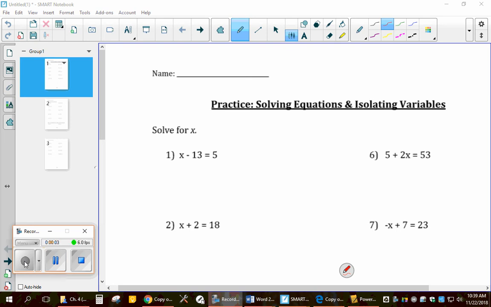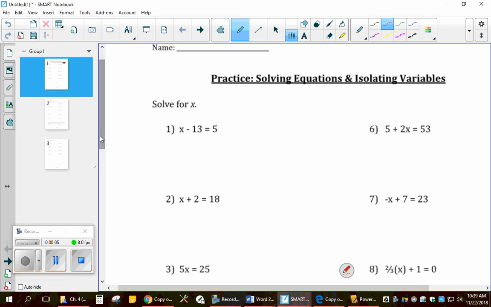All right, video number 2. So now we're going to practice solving equations and isolating variables. The reason why we're doing this comes up a little bit in this unit. We'll need it for some stuff at the end, but then we're going to be doing a lot of this in later units. So it's going to be an advantage to do it now, I think.